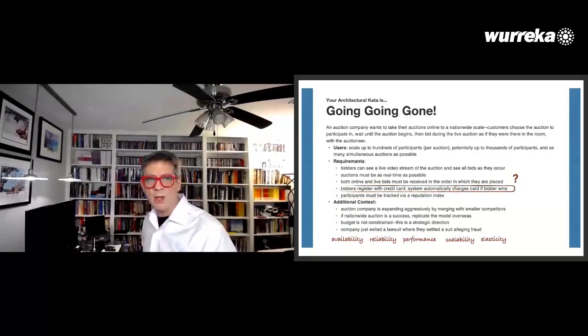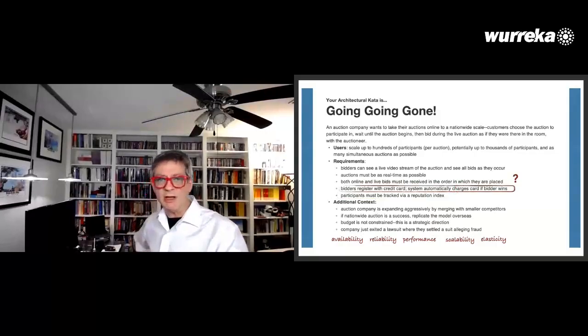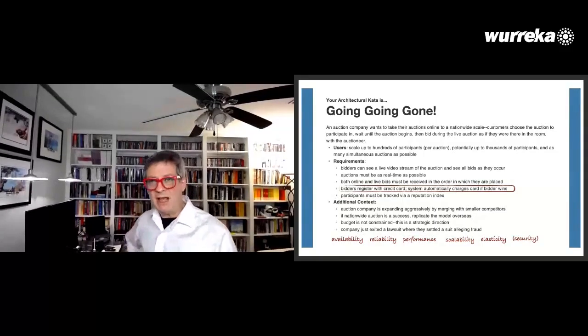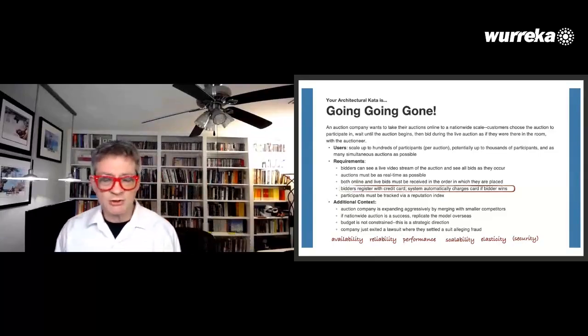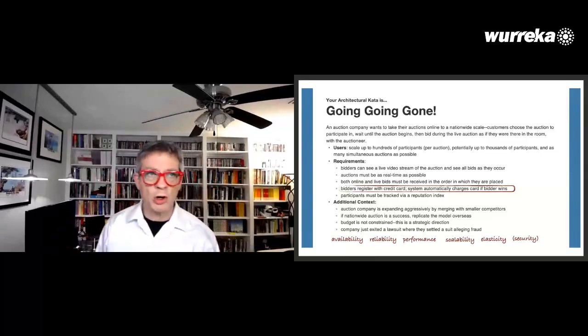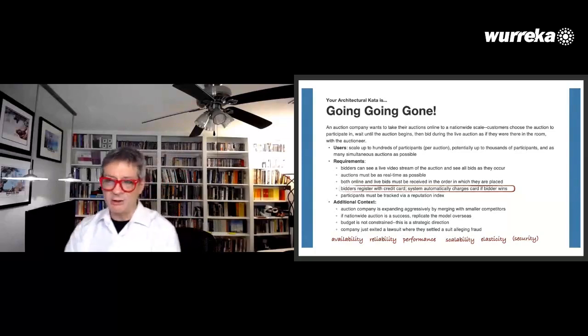So what about this one? Bidders register with a credit card and the system automatically charges the card if the bidder wins. Well, this one is pretty easy. Security. But now the question becomes, is this a primary or secondary concern? Obviously, no architect wants to design an insecure system. But you can also design a system that's so secure that it's almost impossible to use. And so where do you find the happy medium there?